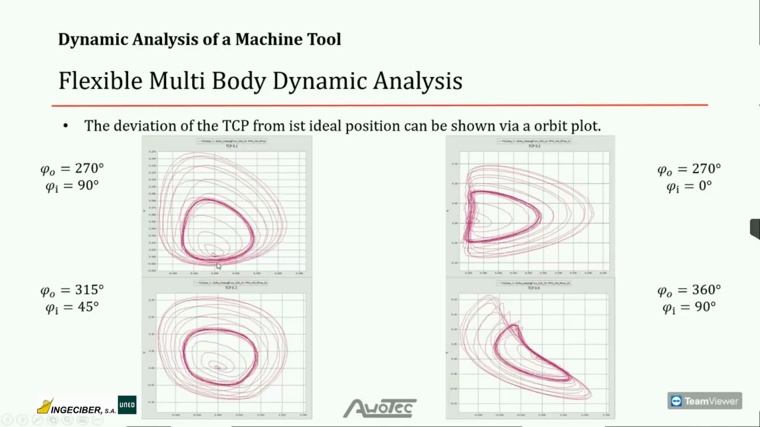And here we can see that the kind of deviation that results through the dynamic behavior of the machine is absolutely different depending on the characteristic of the acting cutting force here. So this was the main result that could be retrieved from the flexible multi-body dynamic analysis that could not be shown with a frequency response analysis.